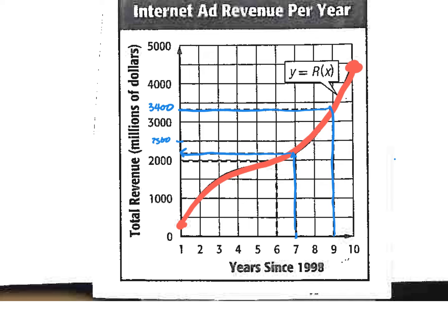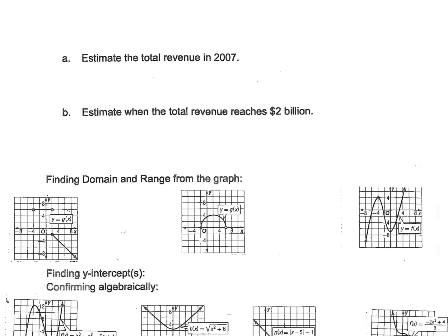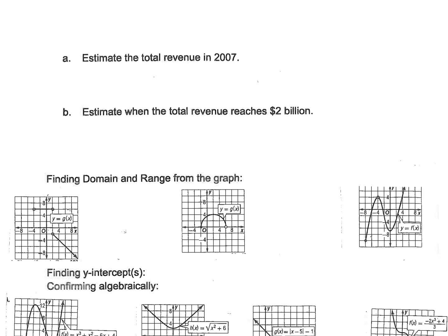Okay, how'd you get that? This time we're going over this way, and we're going where? Down. So it's 6 years, but part A here says, estimate the total revenue in 2007. Now, this is more like an ACT type thing where they're not going to give you, estimate the revenue at 6 years after. Well, what are we going to have to figure out first? What's T?